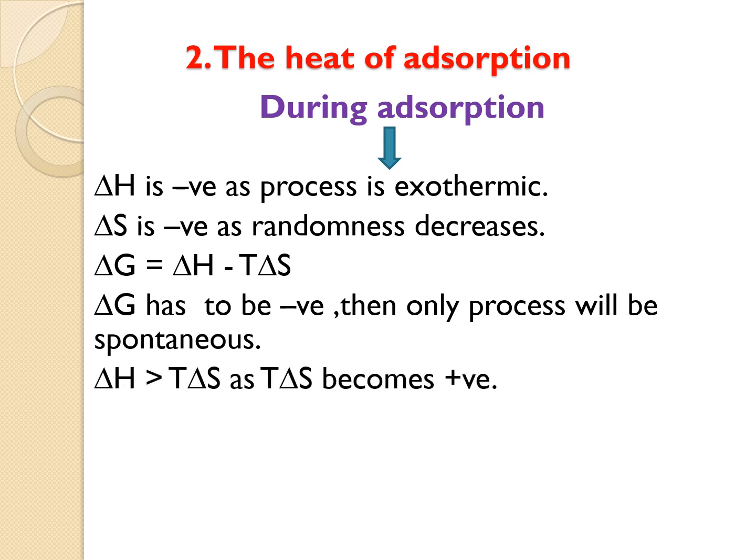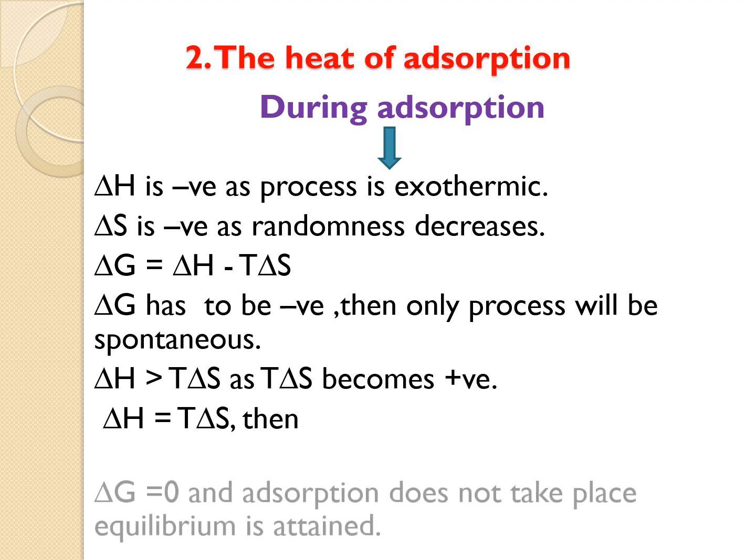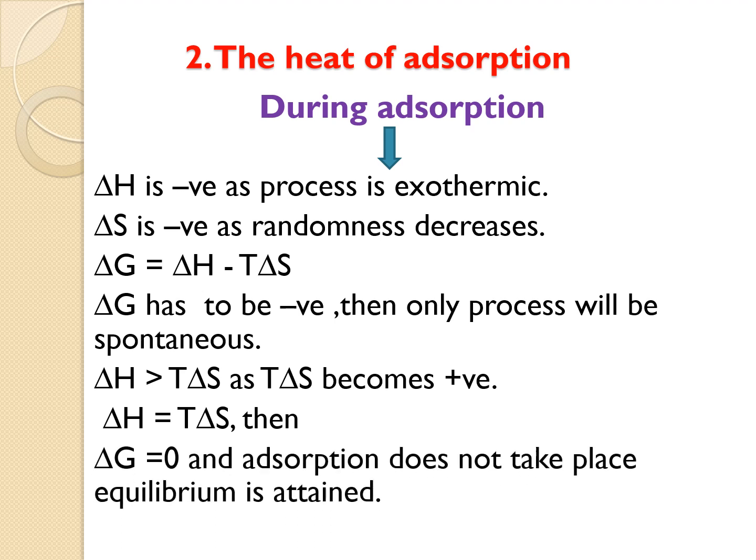And this is possible only when delta H has a value greater than T delta S, as T delta S becomes positive because delta S is negative due to decrease in randomness. Now, if delta H becomes equal to T delta S, then delta G becomes 0 and adsorption does not take place, equilibrium is attained.